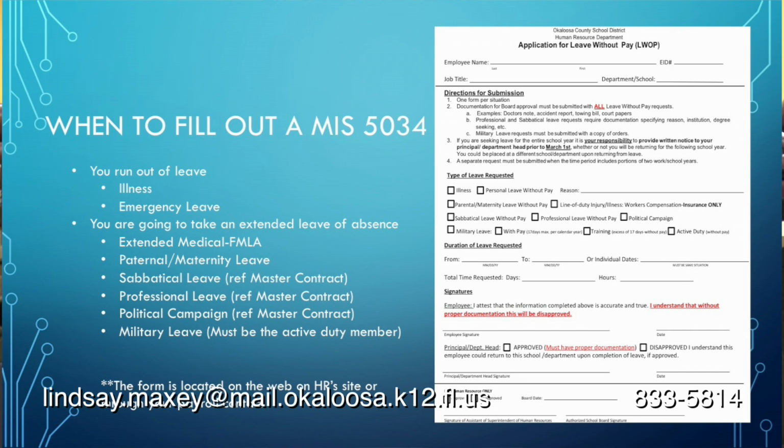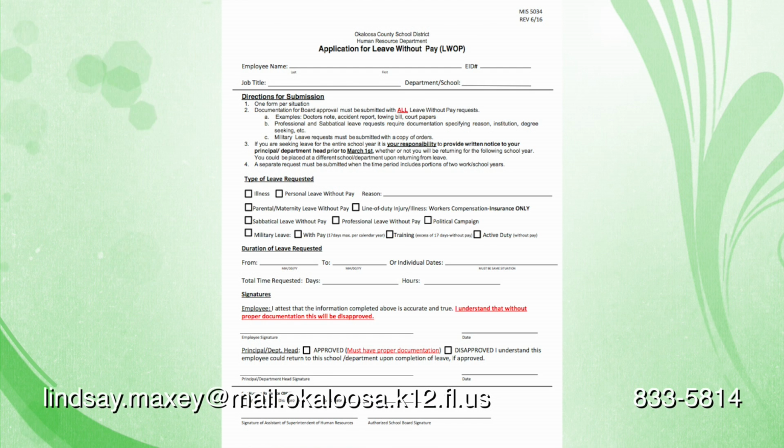Let's talk about some of the types of leave without pay that are taken. You have illness, emergency leave, and extended leaves of absence. We will talk more about extended leaves, including FMLA, in the following slides. We are going to focus on the first two types of leave without pay today: routine illnesses or emergency situations. So let's go over how to fill out the leave without pay form.